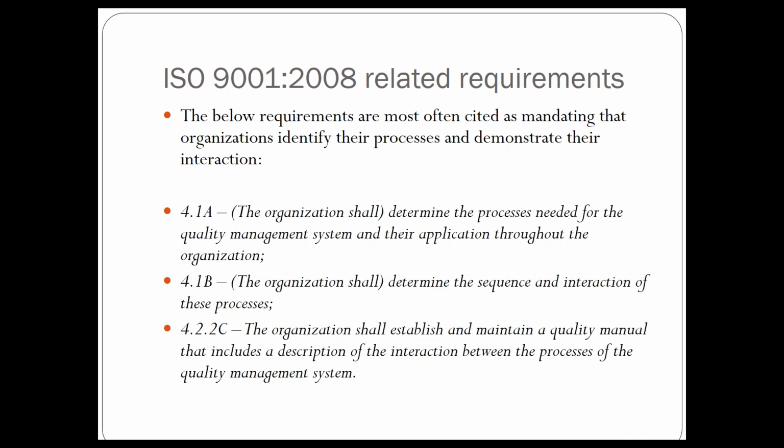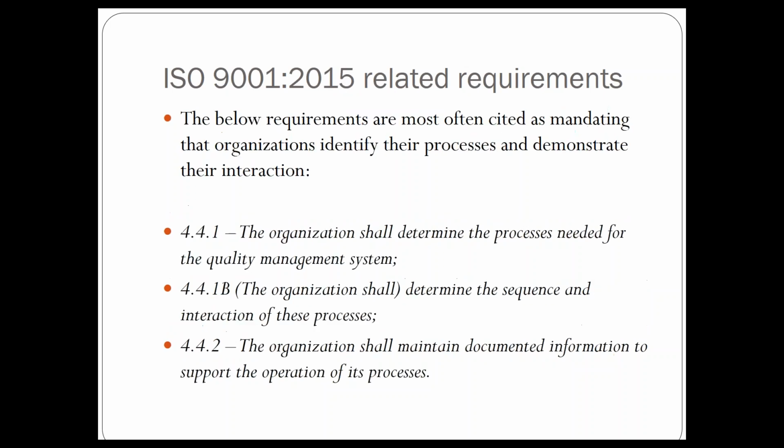Now, the 2008 version of the standard went on in Section 4.2.2 to mandate that the organization establish and maintain a quality manual that includes a description of the interaction between the processes of the quality management system. That particular verbiage, of course, no longer appears in the new version of ISO 9001.